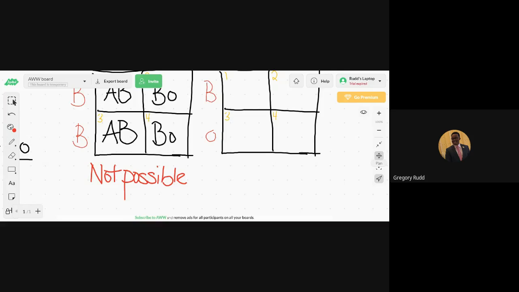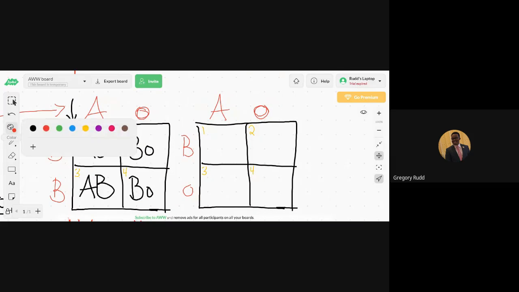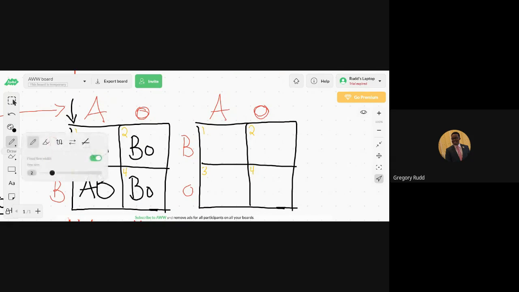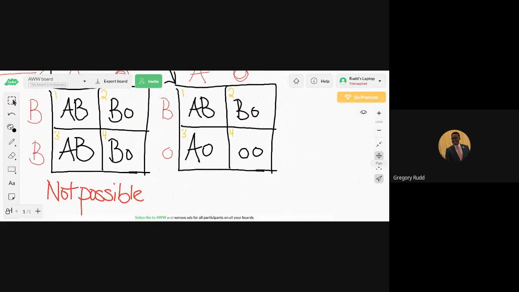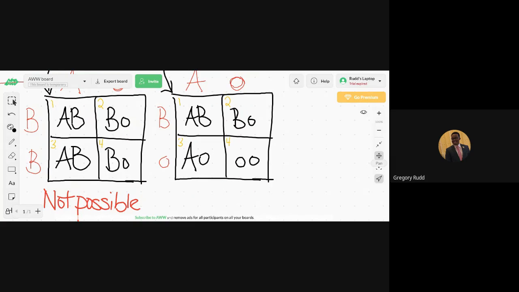Okay. Let's go ahead and quickly knock this one out. So this Punnett square over here, what goes in box 1? AB. What about box 2? BO. Box 3? AO. And box 4? OO. So is it possible for him to have an O baby if he's blood type BO? Yes, it is possible.